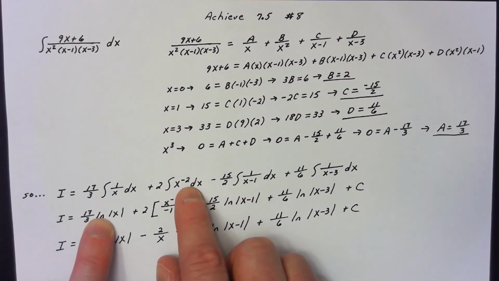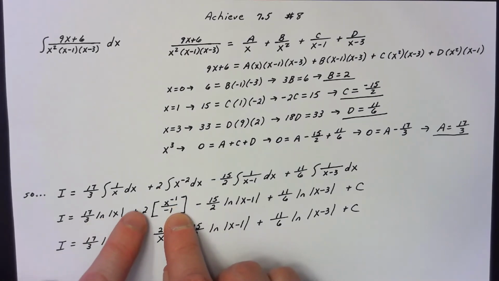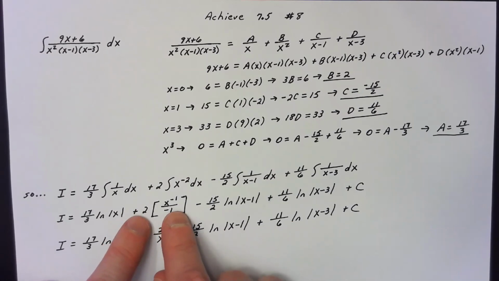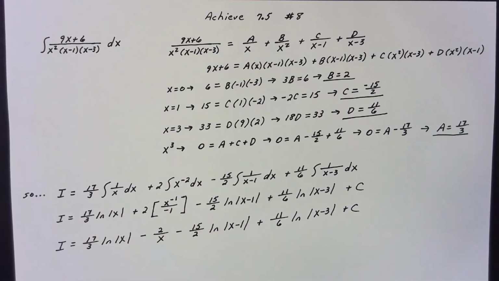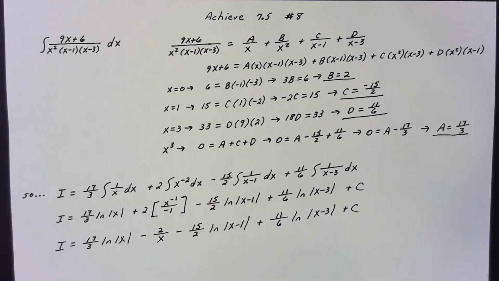So now we say, well, okay, then we can use the power rule on that. X to the negative 2 becomes x to the negative 1 over negative 1. And then in my next step, that negative 1 can come out and multiply the 2. And I'll get minus 2, and then that x belongs in the denominator to the positive 1 power. So you'll see my final answer for the integral is 17/3 natural log of x minus 2 over x minus 15 over 2 natural log of x minus 1 plus 11 over 6 natural log of x minus 3 plus your constant of integration. That's a gorgeous problem.